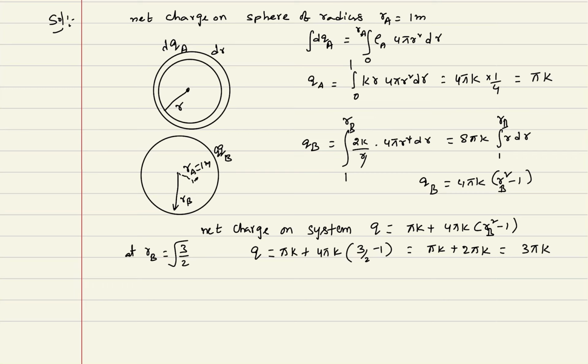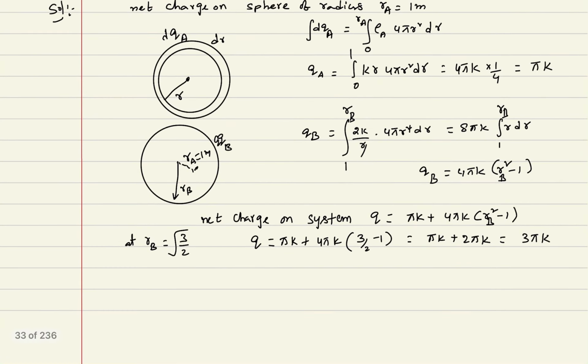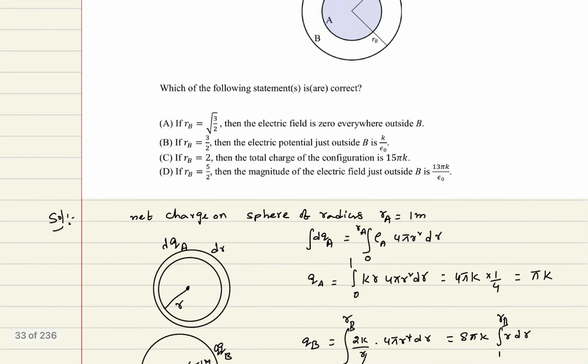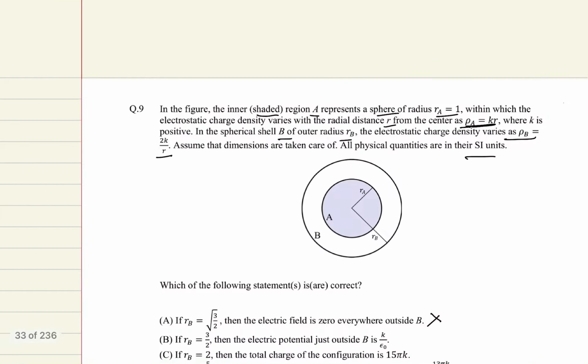The value is 3 pi K on the net charge on the sphere. If a charge of 3 pi K is there, then we can write that the electric field on the outer shell is not equal to 0. So the first option is a wrong option. Now RB is equal to 3 by 2.